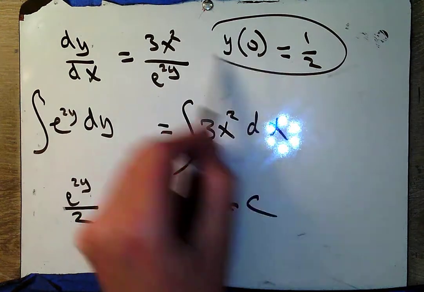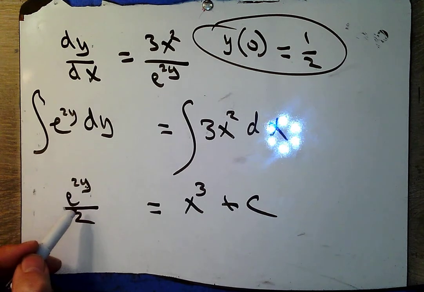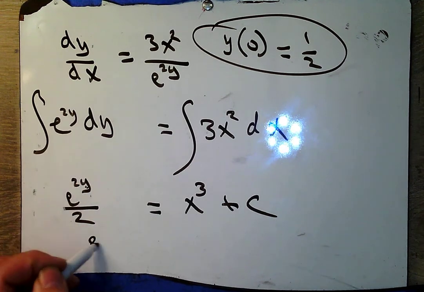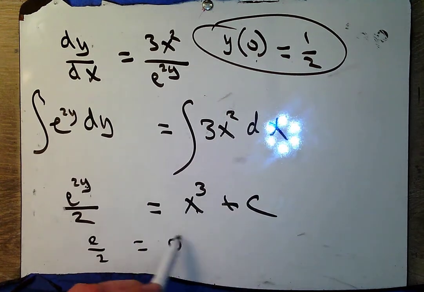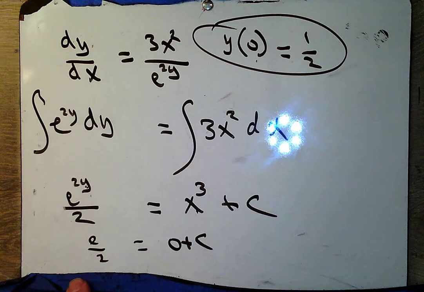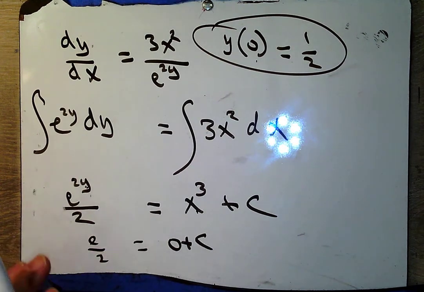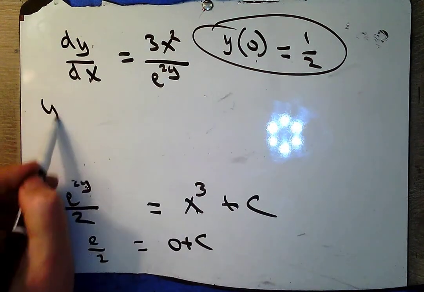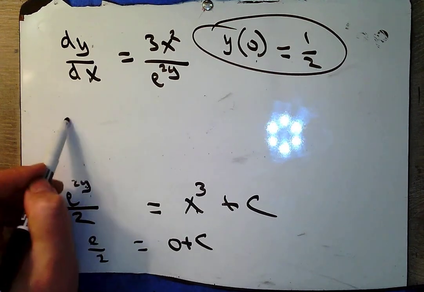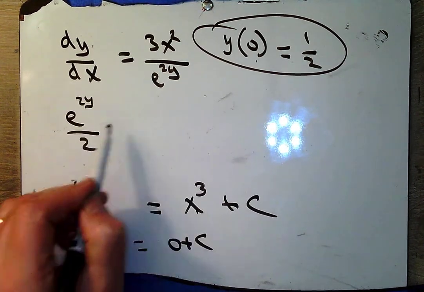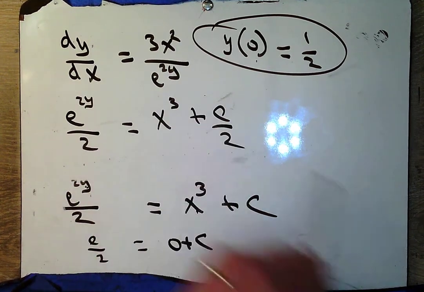Great, let's use our initial condition. I'm plugging in a 1/2 for y. 1/2 times 2 is 1. So we have e over 2 equals, we're plugging a 0 in here, 0 plus c. So c is e over 2. Nice. Okay. So then I can write e to the 2y over 2 equals x to the third plus e over 2.